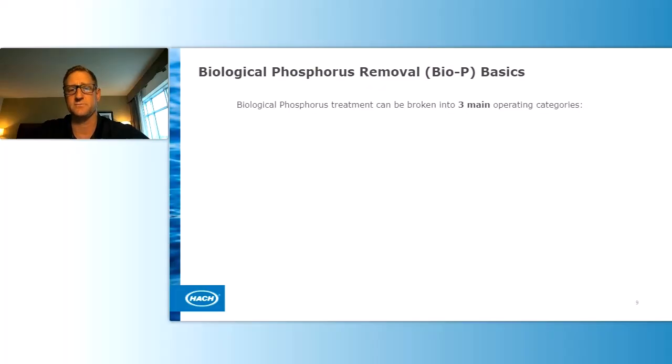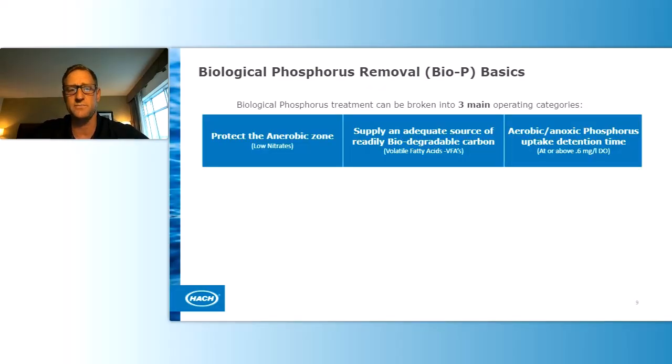So the basics of biological phosphorus removal. I like to break it down into three main categories. Number one, we need to make sure we protect the anaerobic zone. If we don't have a good anaerobic zone, that will reduce our amount of phosphorus release, and our increase coming out of an anaerobic zone won't be as high as it should be, and maybe we might have issues treating for phosphorus. Having an adequate supply of readily degradable carbon in the form of volatile fatty acids is key.